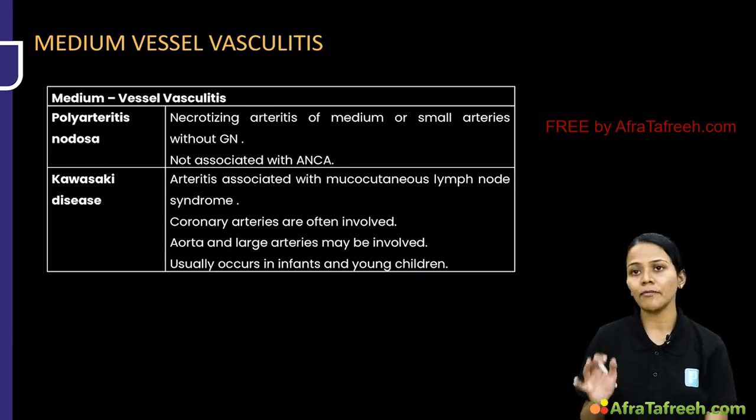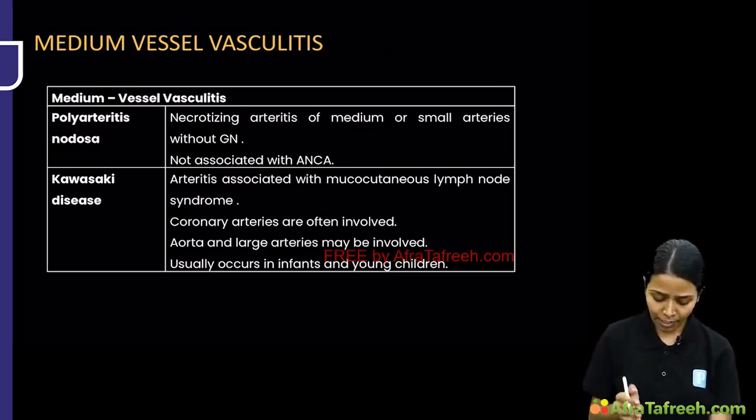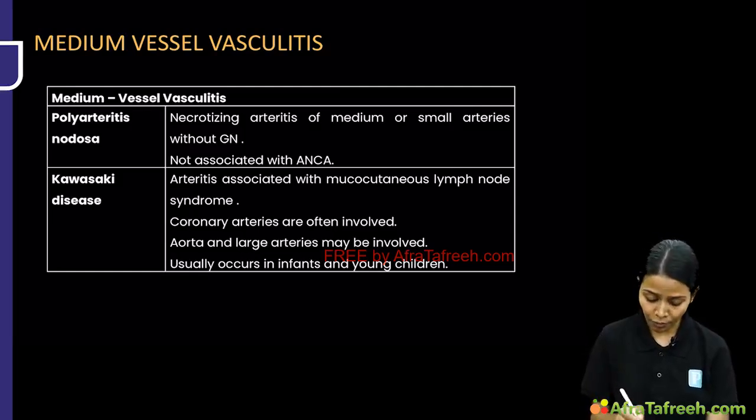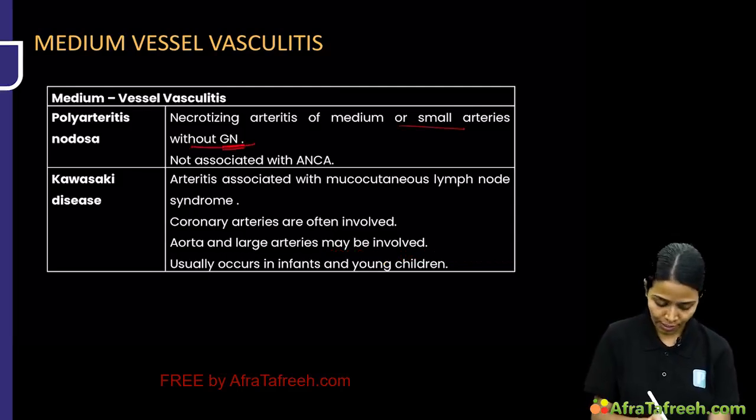Now coming to medium vessel vasculitis. In polyarteritis nodosa, what we see is a necrotizing arteritis of medium or small vessels without glomerulonephritis. That is important, and it is not associated with ANCA.